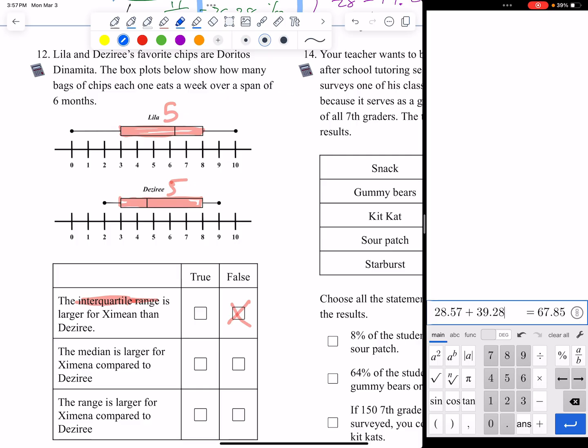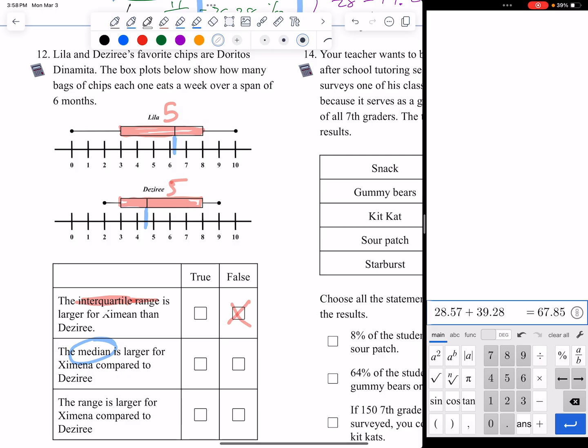What's next? The median. The median is smack dab in the middle, so that's this line right there. That's 6 point something versus 4 point something. So the median is larger for... Oh, I forgot to change the names. I gotta fix those. And they will be fixed over there. So I switched it to Lila.